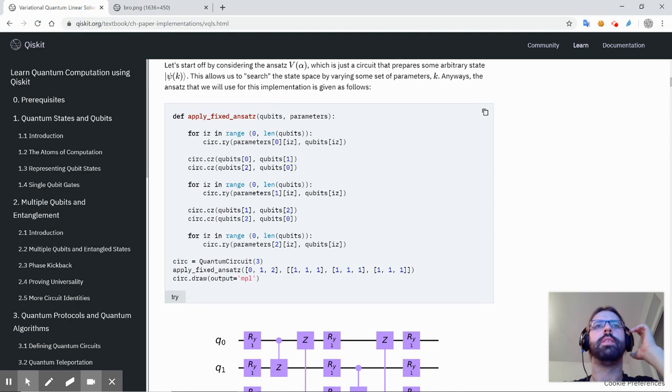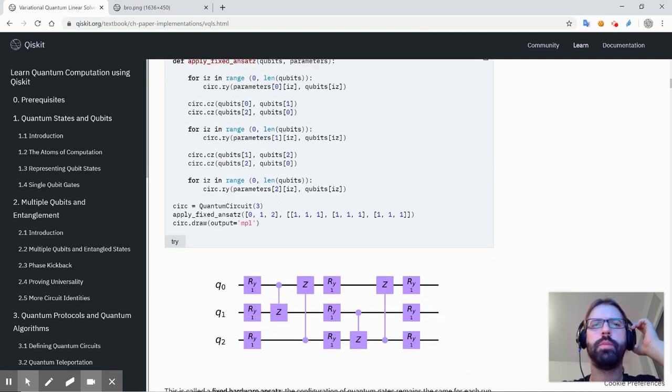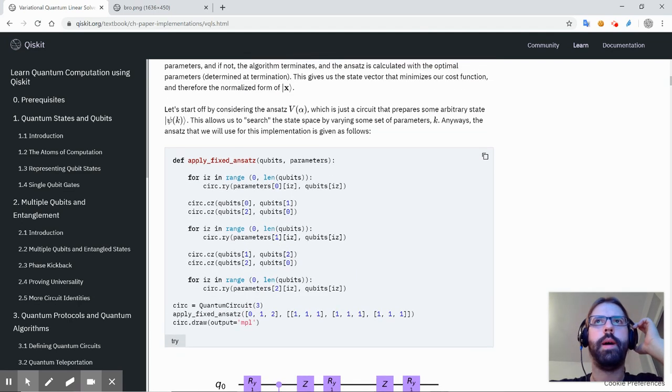So what is the ansatz? Let's take a look. Let's start off by considering the ansatz, which is just a circuit that prepares some arbitrary state. This allows us to search the state space by varying some set of parameters.